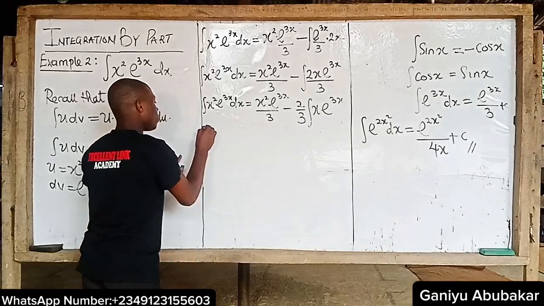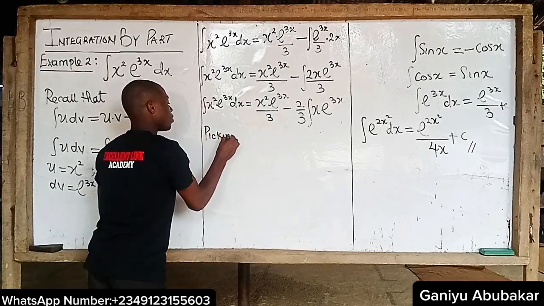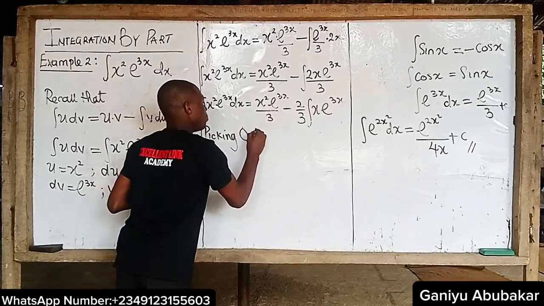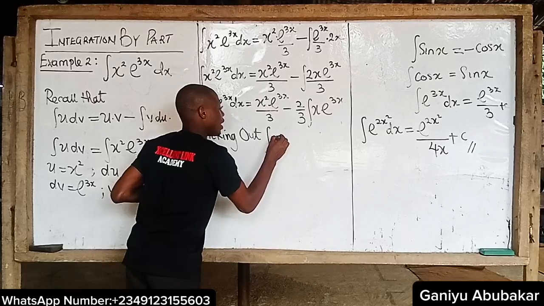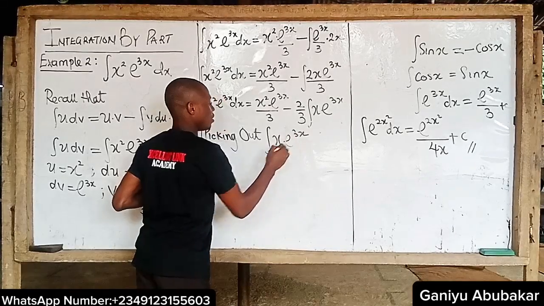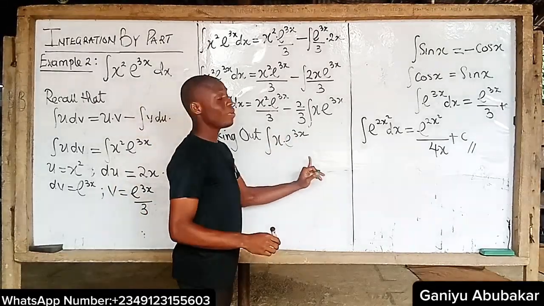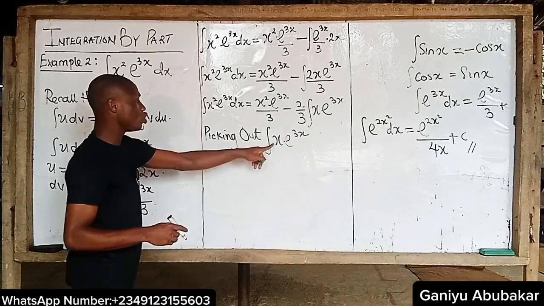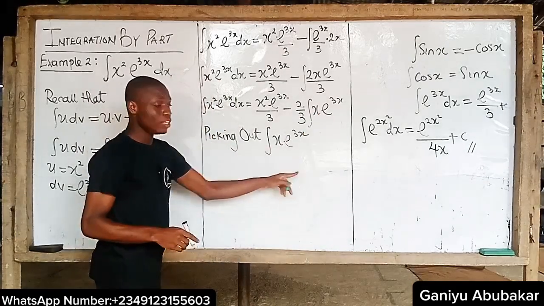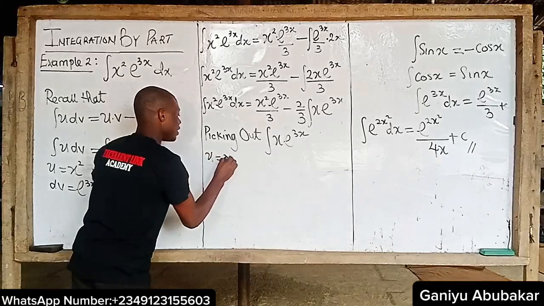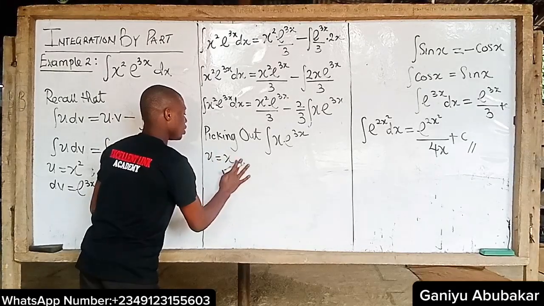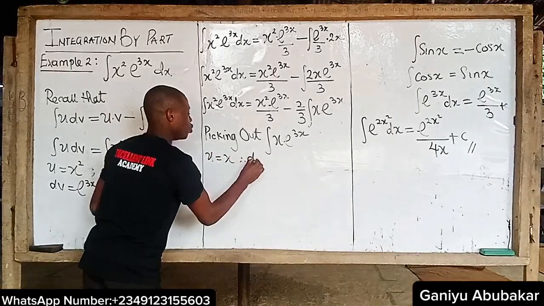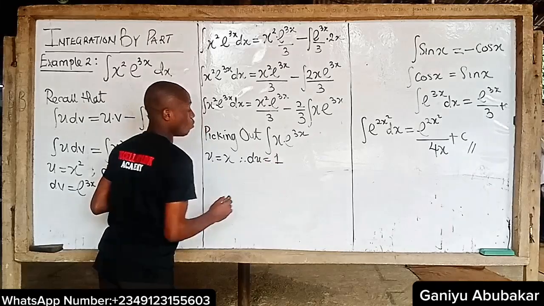So picking out the integral of x exponential 3x. Let me simplify this one. When I'm done, I'll put my value here. So simplify this one. What do we know? This should be u, and this should be dv. So if u is x, what's the value for du? du will be 1.